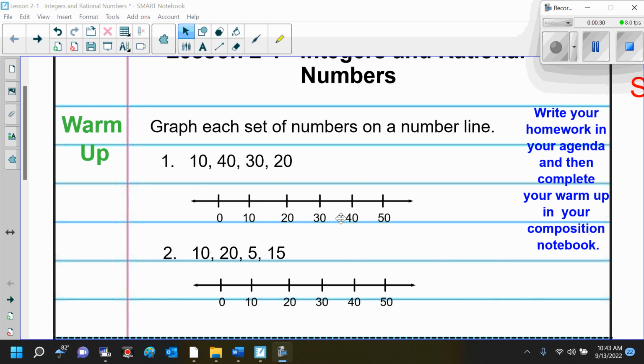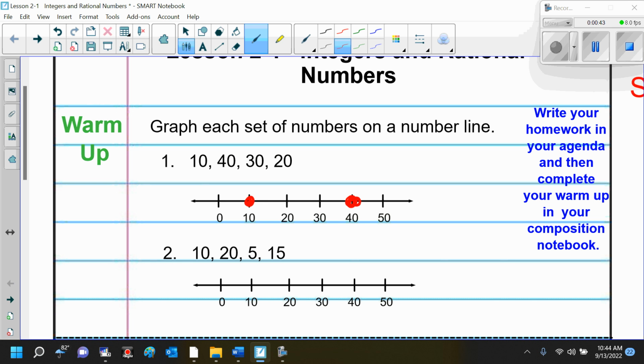So I went ahead and I'm counting on my number line by tens. Is everybody clear with that? So when you plot the numbers, you just put a dot on 10, 40, 30, and 20. Simple as that.